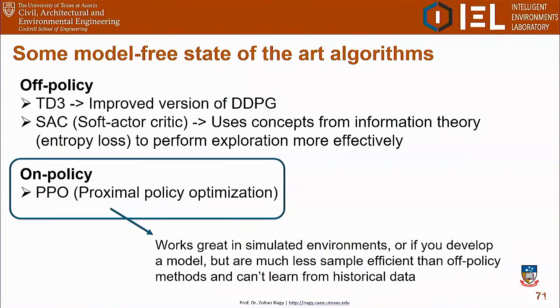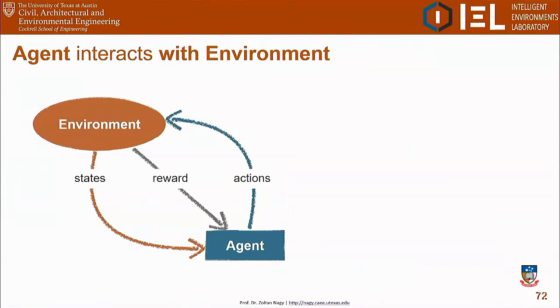So we typically want to avoid on-policy methods for real implementation and try to focus more on off-policy methods that can make use of historical data and that are more sample efficient. So right now I focused a lot on the interaction between the agent and the environment. And now I want to discuss a bit more about the environment itself.